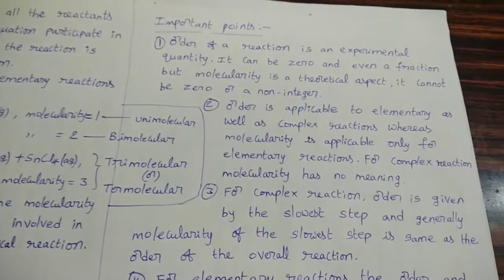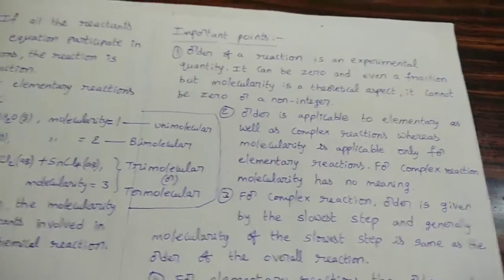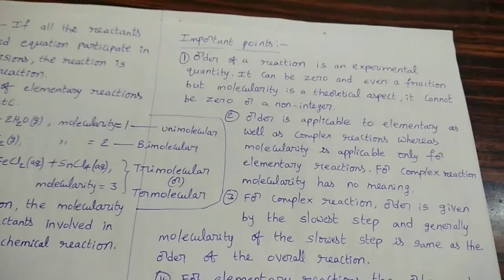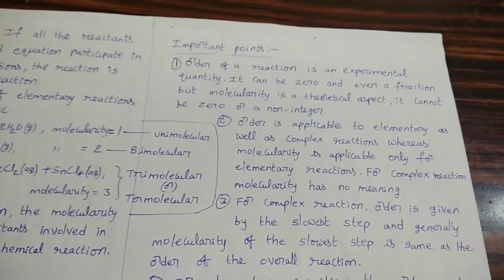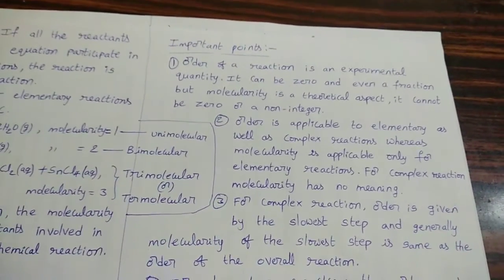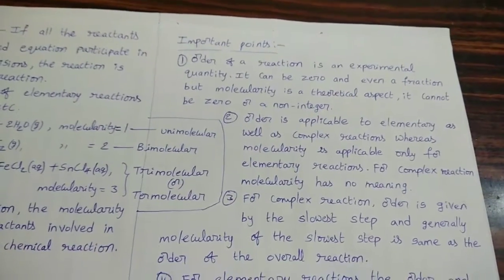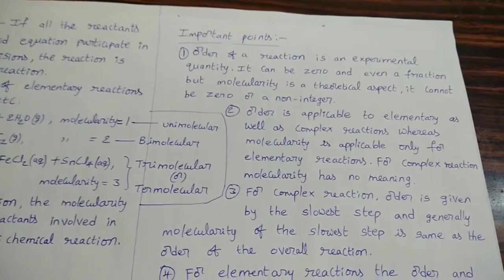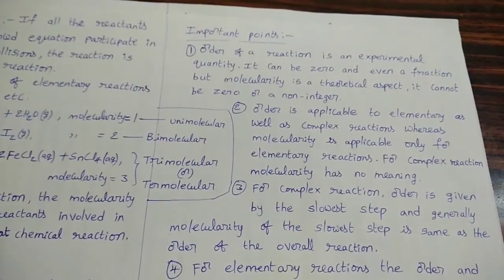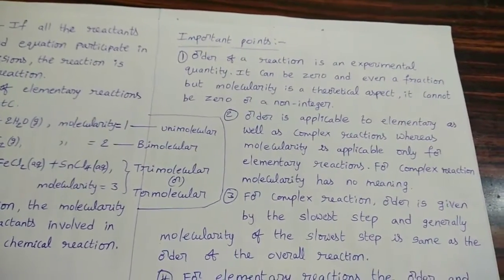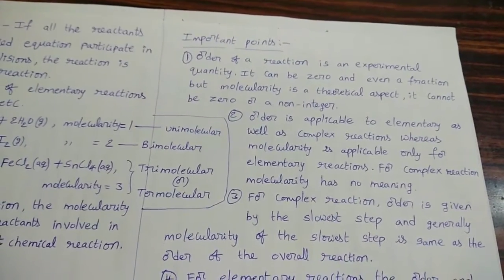Already we know that a complex reaction has a mechanism. In that mechanism, one step takes place very slowly, that is the slowest step. Based on that, we can decide the rate of the reaction, so that is called the rate determining step. From that rate determining step, we can write the rate law. From that rate law, we can get order. Okay. So for complex reaction, order is given by the slowest step.